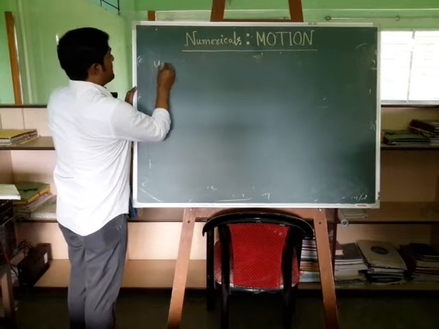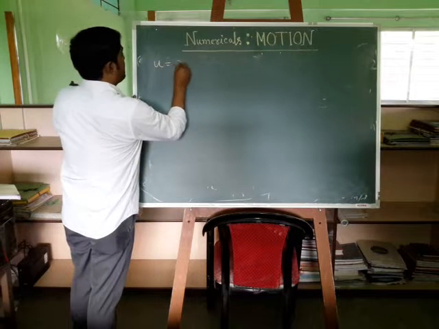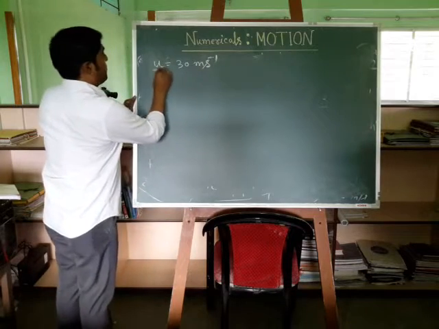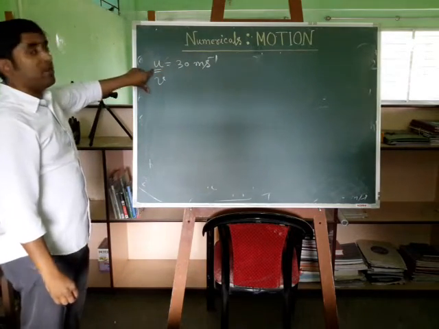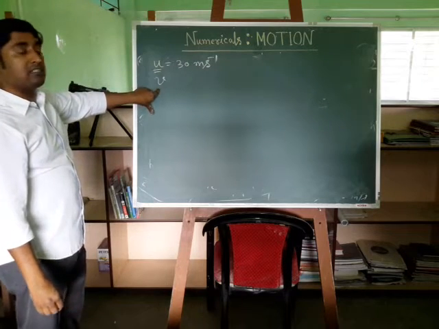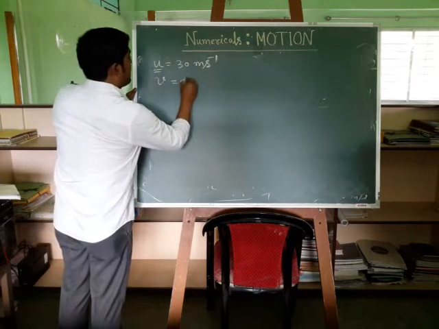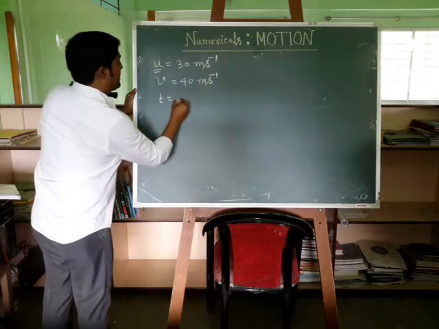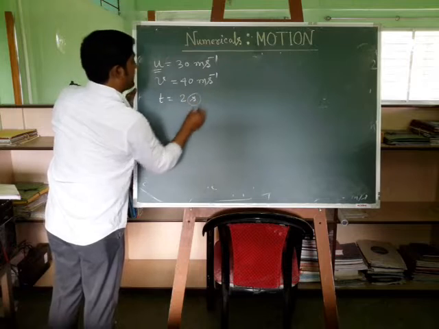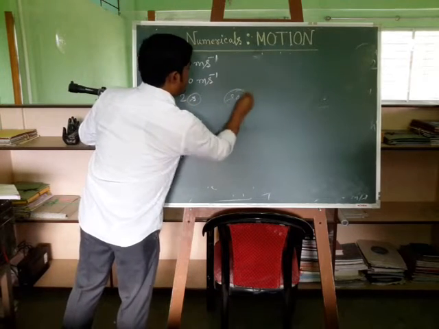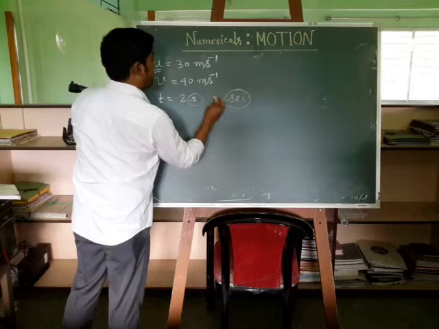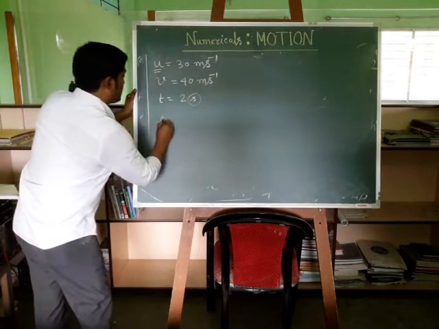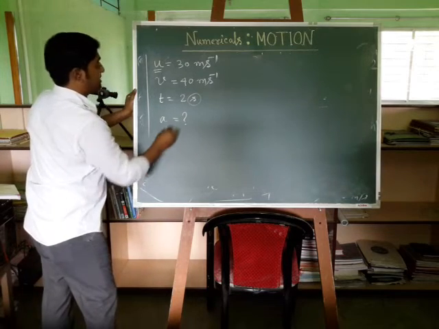So your initial velocity is 30 meter per second. U is the symbol for initial velocity. V is the symbol for final velocity. That is 40 meter per second. And the time you are taking is 2 seconds. See, I am writing S. Do not write SEC. You can write either seconds or S. Not this. Okay. So question is, what is the acceleration?